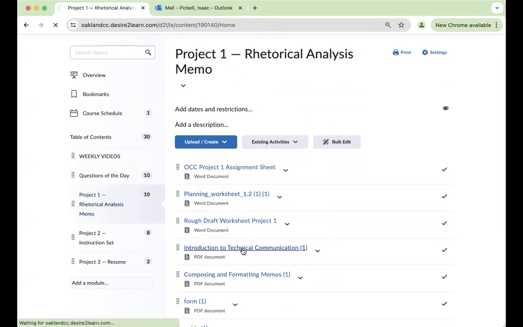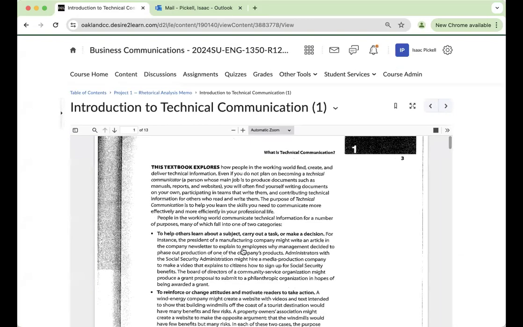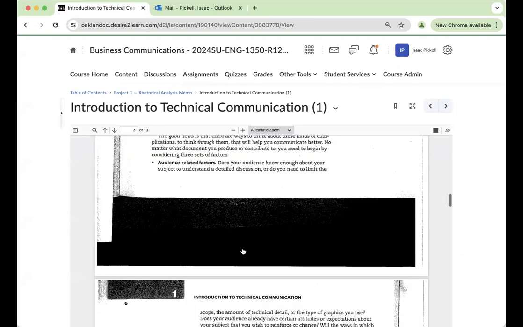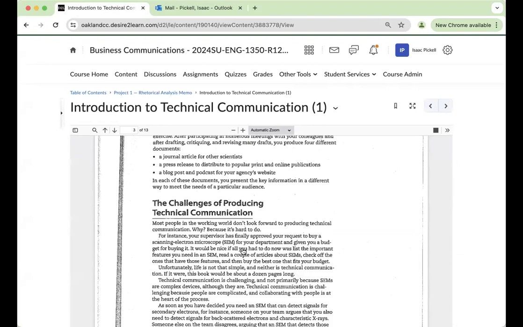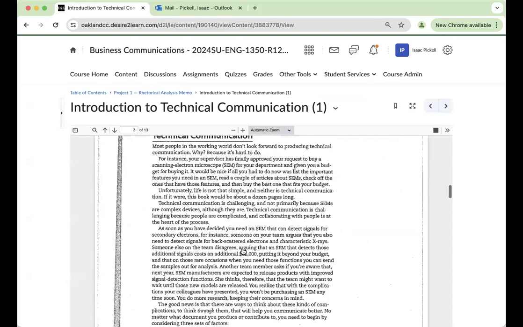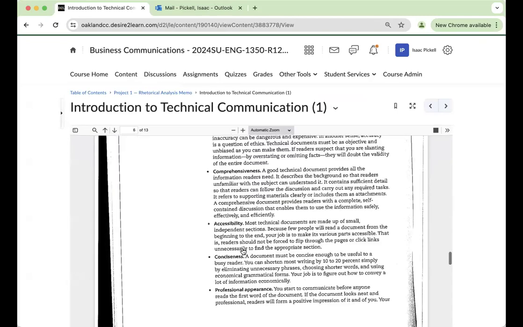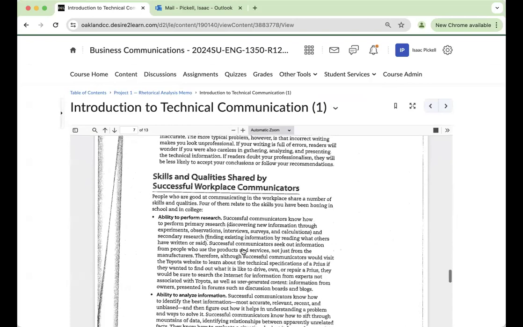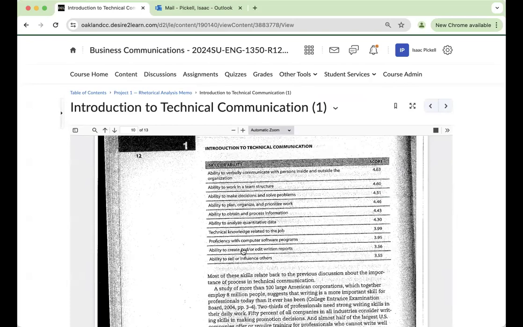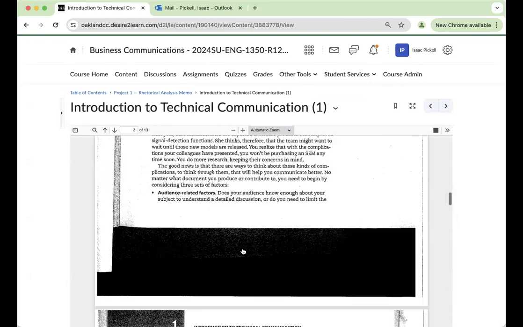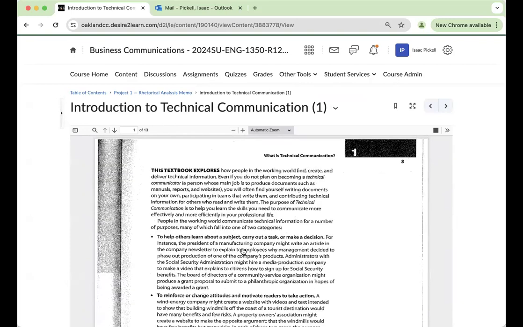For this week, I want you to read this document, Introduction to Technical Communications. It just gives you some ideas of how to write in a professional manner, in a technically sound manner. So go ahead and read this. It's only 13 pages long, and it will give you a good idea of how I expect your writing to be in this class.